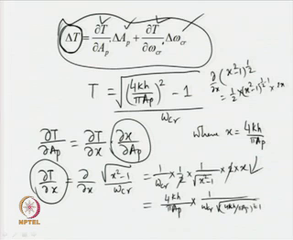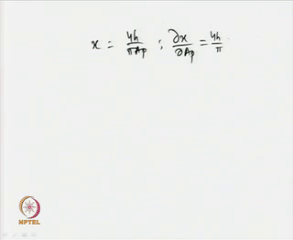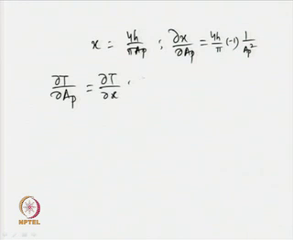Similarly, we need to find del x upon del a p. Since x is equal to 4 k h by pi a p, del x upon del a p will be simply 4 k h by pi times minus 1 upon a p square. So, that will give us finally del T upon del a p, which is del T upon del x times del x upon del a p, minus 16 k square h square.